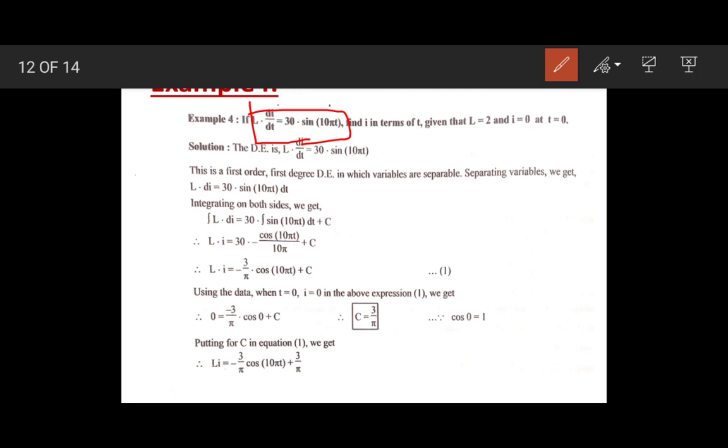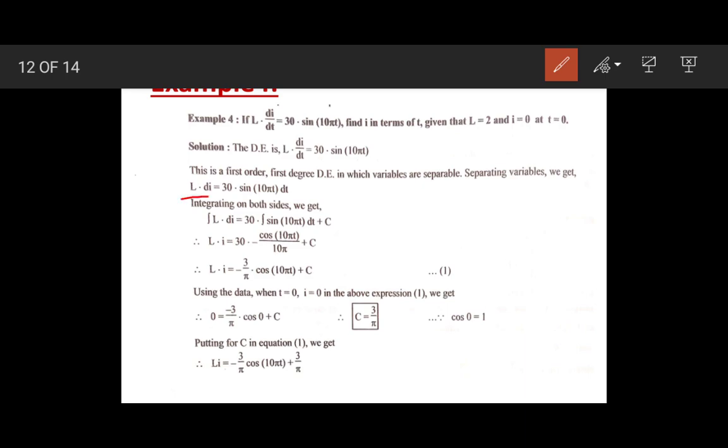So first we have to select the appropriate method for this. Let's see whether we can separate the variable. For that, first we have to fix the variable. So here I and t are variables. T is an independent variable and I is a dependent variable, right? Now L and sine 10 pi t is given, so we can easily separate the variable. So we use the variable separation method to solve this differential equation. So let's separate the variable.